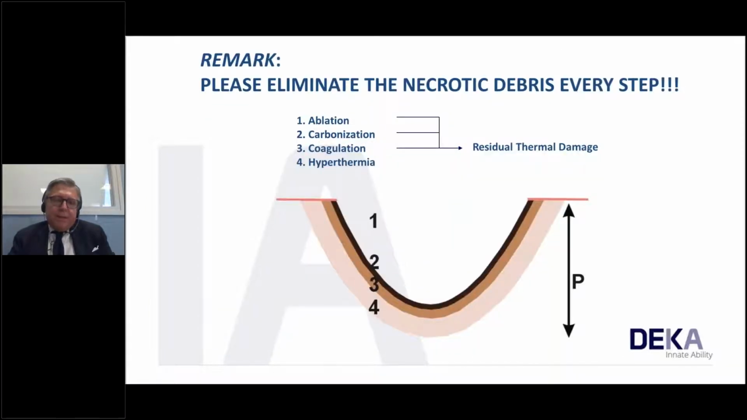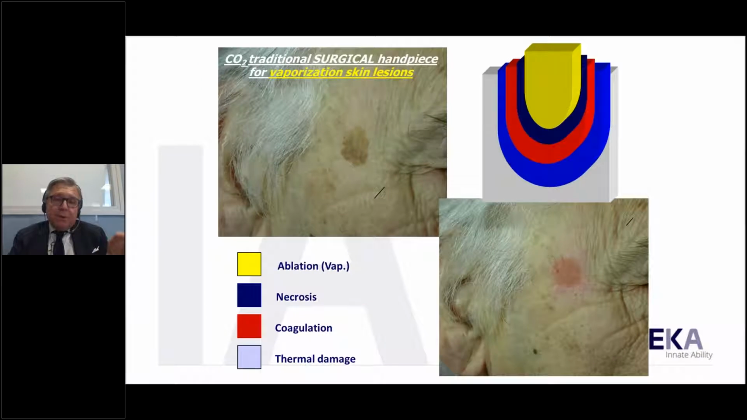This is a very important image because it gives us the opportunity to evaluate what we have to do during the procedure. So looking at the layers: the ablation crater in 1 point, carbonization, coagulation, and hyperthermia. Why do we have to pay attention to this? Because during the treatment, it's very important to remove the necrotic debris after each pass, because otherwise we risk amplifying the thermal diffusion in the surrounding areas. You have to remove the necrotic debris, as you can see in one of the videos that we presented.